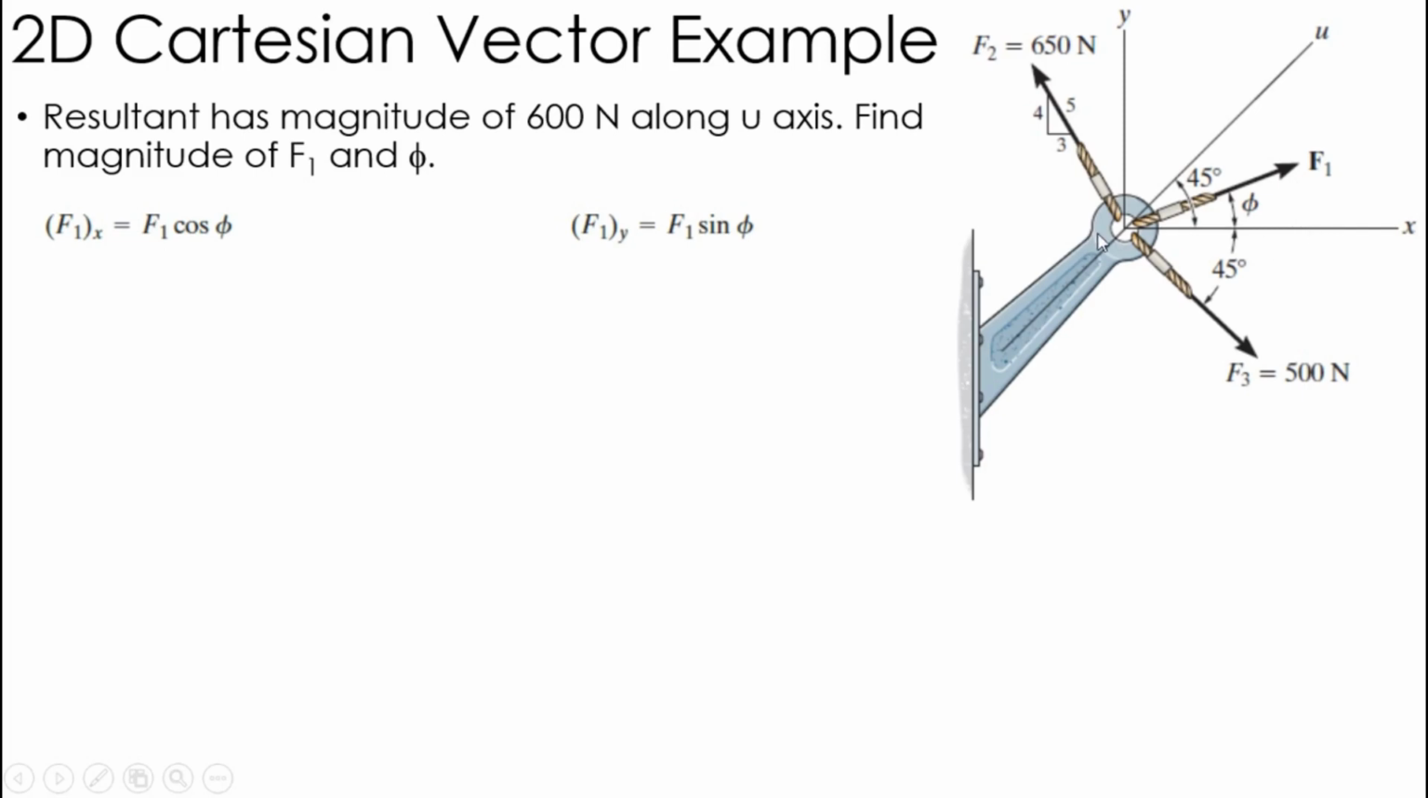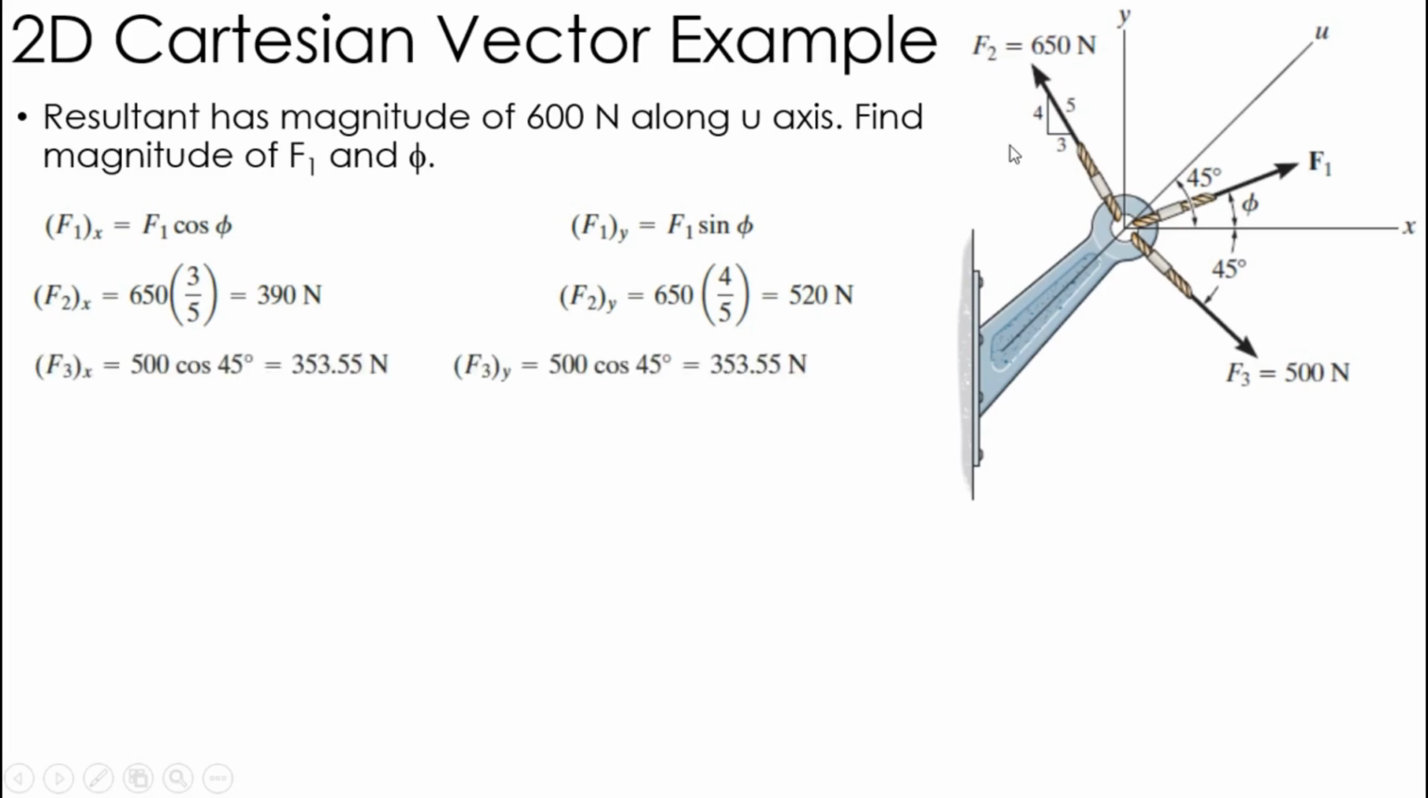Okay, so F2 is the 650 in the x direction, and it's going to be 3/5 because 3 is on the horizontal and 5 is along the hypotenuse, so it'll be 3/5 in the x direction, and that's heading in the negative x direction. So 3/5 times 650 is 390. The vertical is 4 over the hypotenuse, so 4/5 times 650 is 520, and that's in the positive y direction.